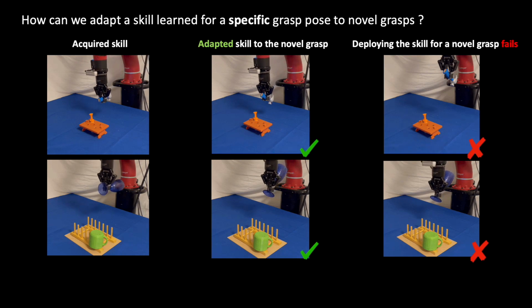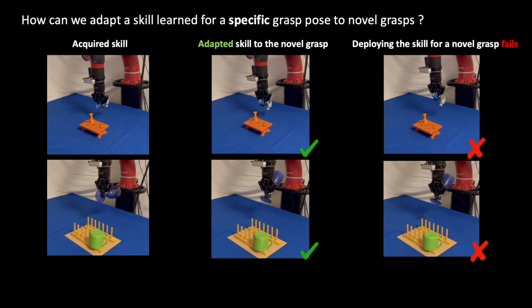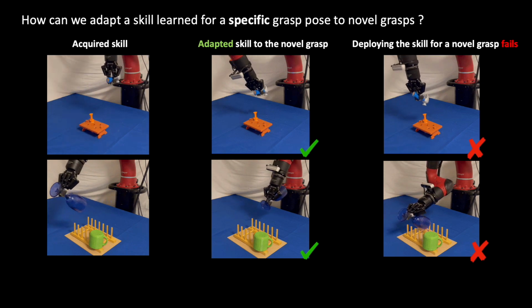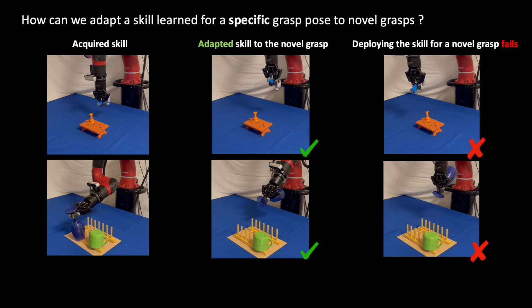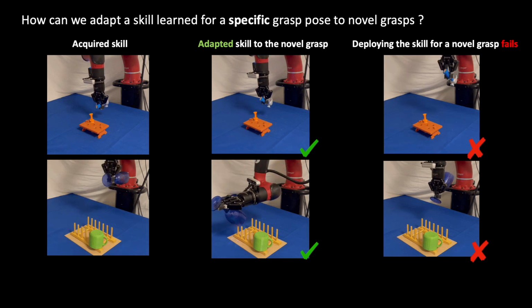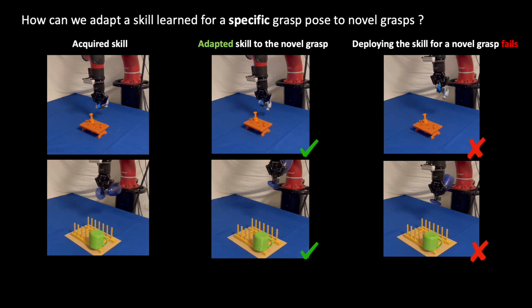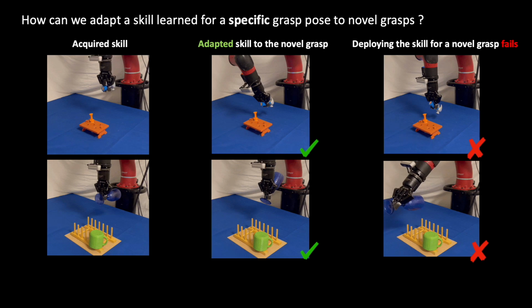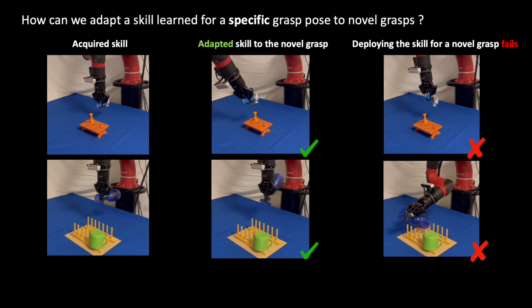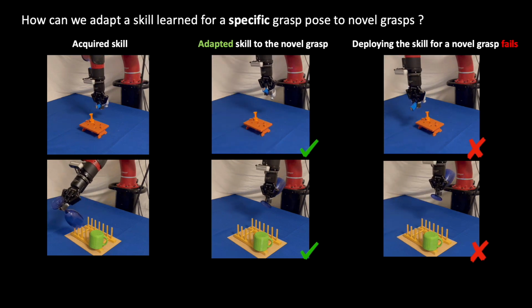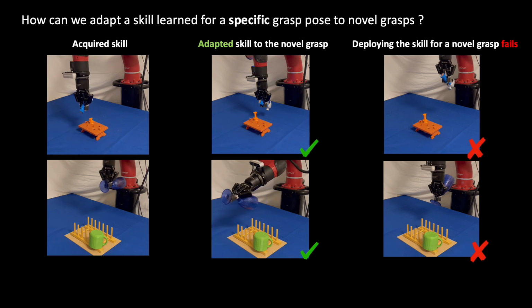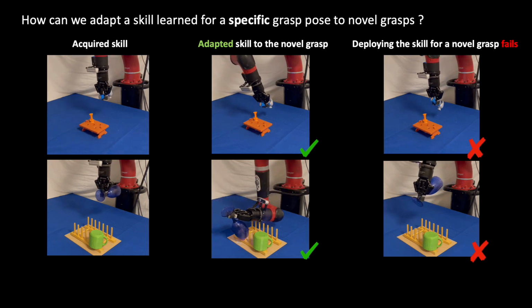Then, consider such a skill that was tailored to a specific grasp pose of an object in the robot's gripper, like the grasp of the hammer or the grasp of the glass shown on the video on the left. Our method is designed to adapt the trajectory of each skill to possible different, novel grasp of the object as shown in the middle pair of videos. This is important since deploying these skills naively without adaptation leads to task failure as shown on the videos on the right.